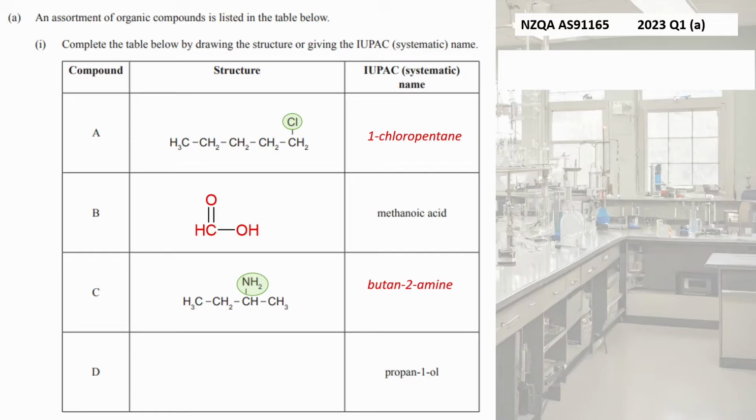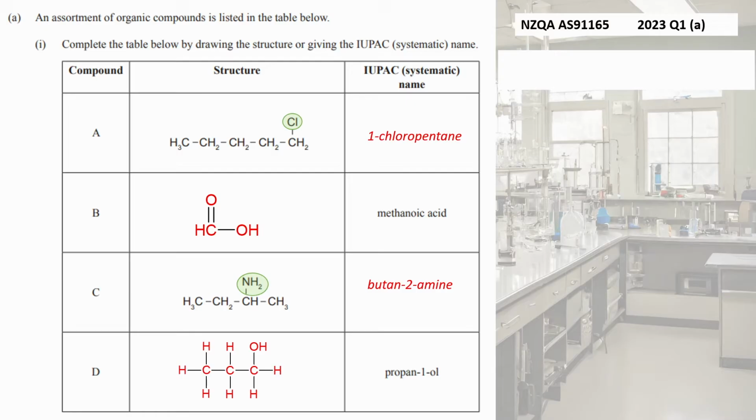And the last one here is propan-1-ol. Okay, so remember we said meth, eth, prop, but. That's 1, 2, 3, 4. Prop is 3 carbons in a row. And coming off the first carbon, we have an ol, an alcohol group, an OH group. So this is what it looks like.